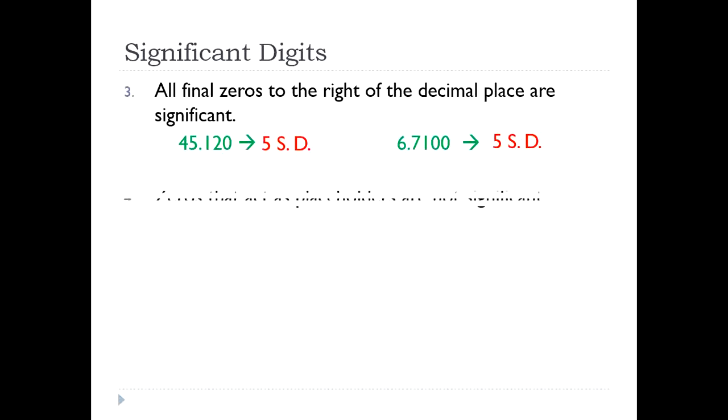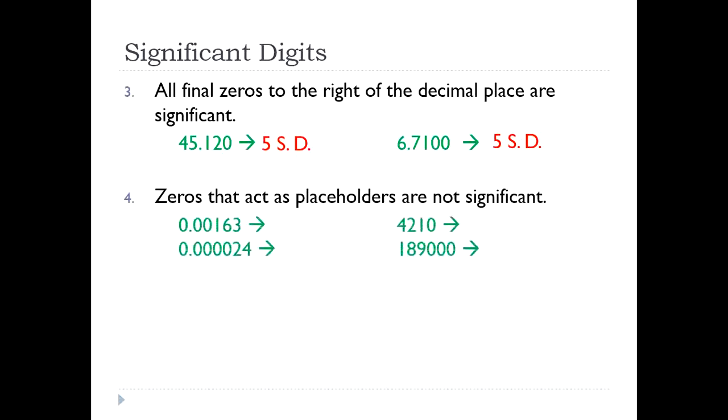Let's take a look at the last rule. Zeros that act as placeholders are not significant. Here are your examples. Notice where the zeros are. On the left side, the zeros come before the non-zero numbers, and those have a decimal. How about the right side? It looks similar to rule number 3, right? But what's missing? A decimal is missing. So these zeros are just acting as placeholders.